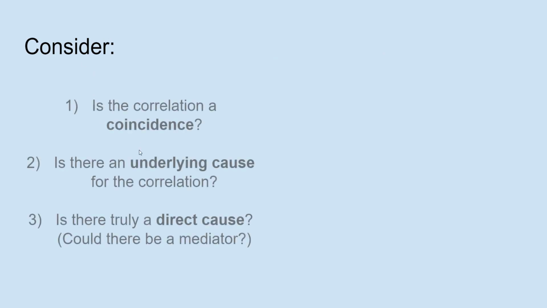When you're using correlation to establish causality, there are a few things to consider. Consider whether the correlation could possibly be a simple coincidence. Consider whether there could be an underlying cause for the correlation. And also consider whether there is truly a direct cause or whether there is a third variable that is possibly causing the relationship between the X variable and the Y variable. I'm going to give you a couple of examples. Keep in mind, we're looking for what are called spurious relationships.